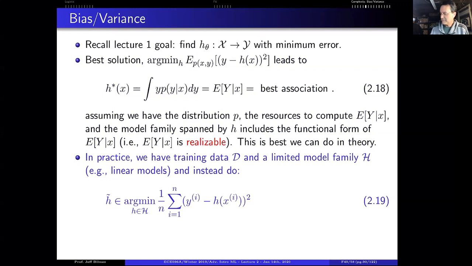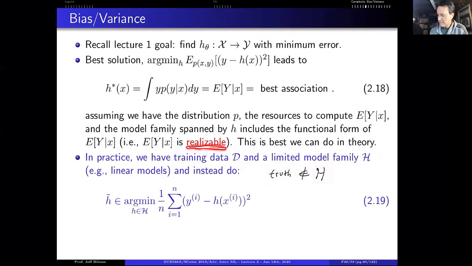So in practice, what we have, rather than the probability distributions, we have this training data, D, right? And we have a limited model family. And by limited model family, we have that truth is not a member of script H. Script H might be all linear models, but the true model is not linear. So therefore truth is not a member of H.